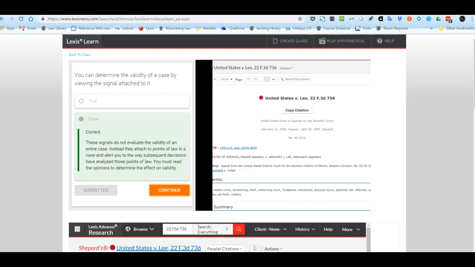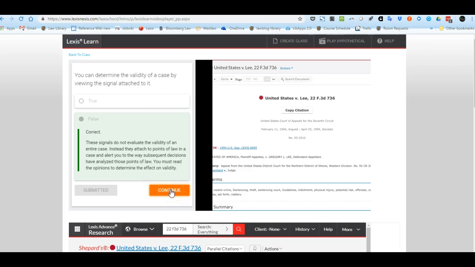Signals do not evaluate the validity of an entire... Can you read that from the back? No, okay, so then I will read it. Sorry, up there in the front. These signals do not evaluate the validity of an entire case. Instead, they attach to points of law. So instead of thinking of good law of a case, think of points of law in the case, and alert you to the way subsequent decisions have analyzed those points of law. You must read the opinions to determine the effect on validity. Makes sense to everybody. Like I said, this is probably the key concept I'd like you to walk out with.